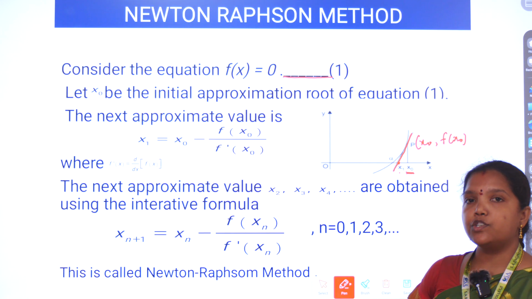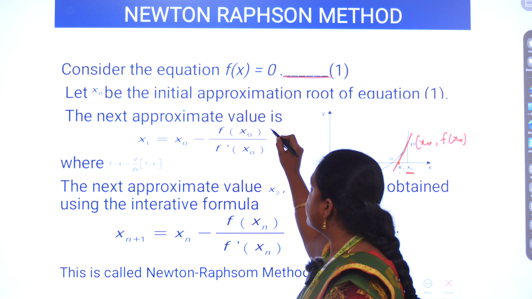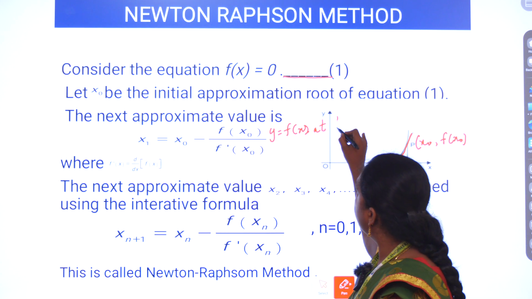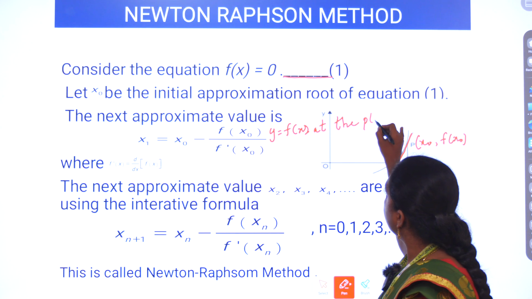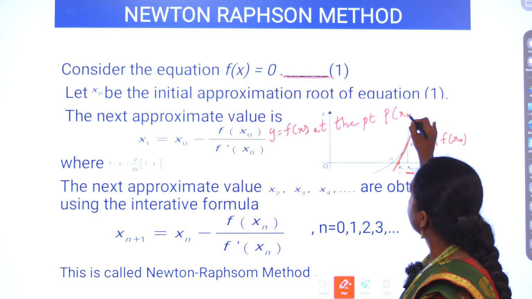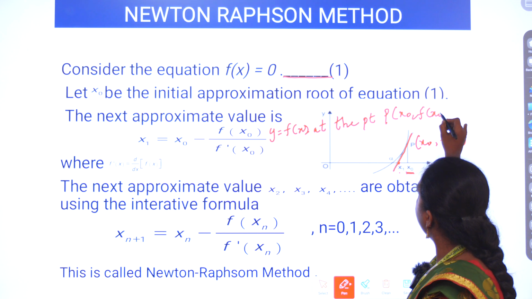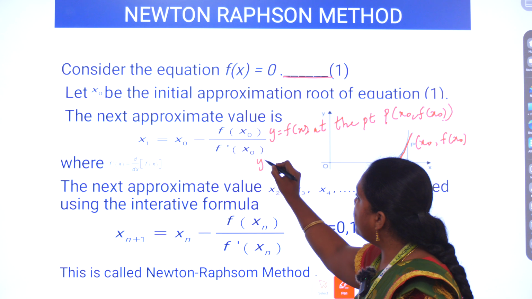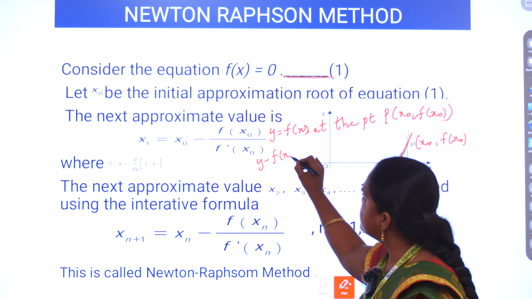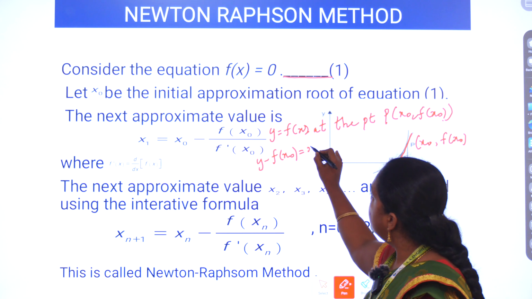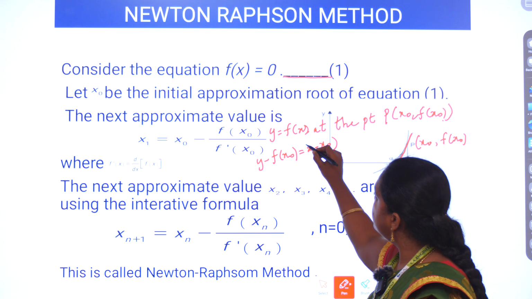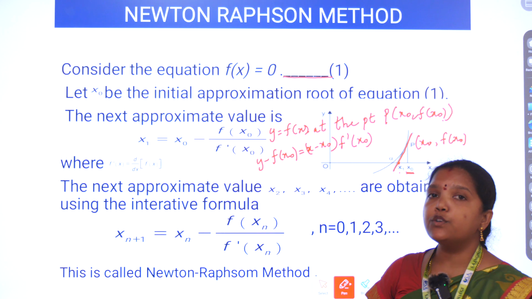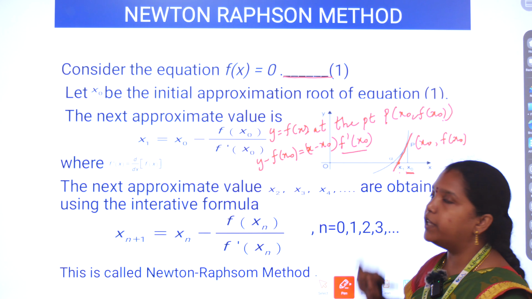The equation of the tangent y equal to f of x at the point p x naught comma f of x naught is y minus f of x naught equal to x minus x naught into f dash of x naught, where f dash of x naught is nothing but the slope of the curve.